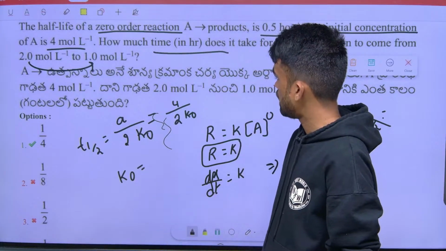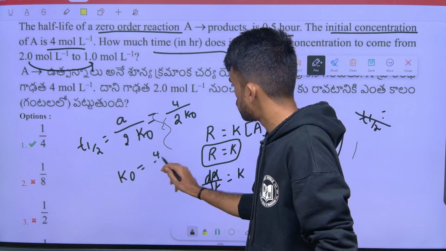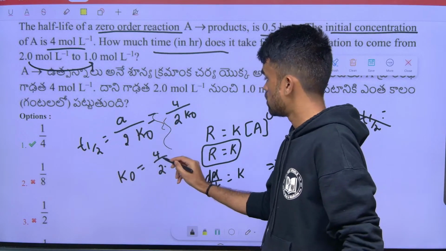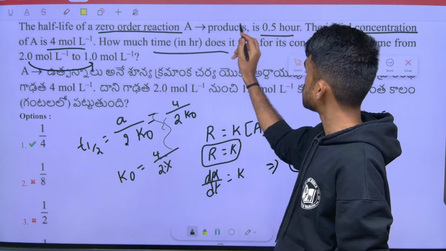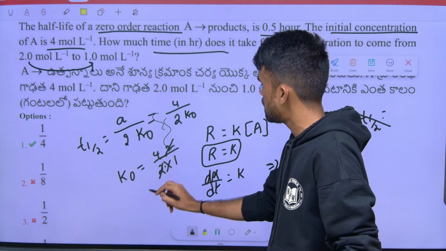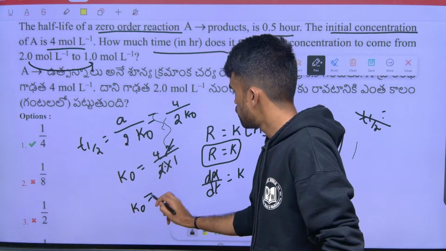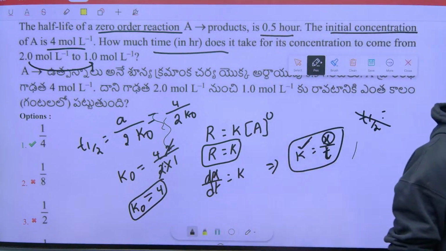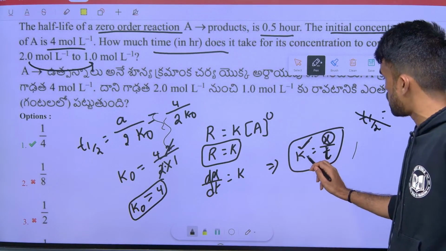How can I find this? So K naught I am sending this side and t half this side. So it becomes t half is how much? 0.5. So I can write this as 1 by 2. So these two cancel. We got the K naught value as 4, right? This is the one thing we need to find first. So we got the constant K naught value here.